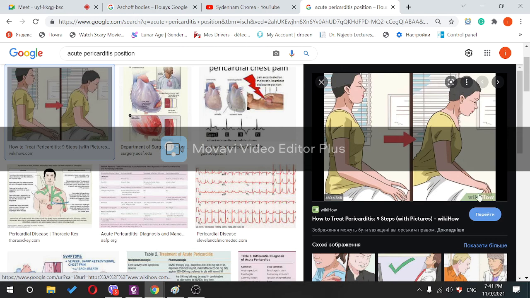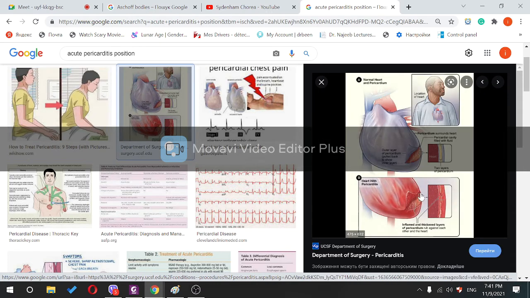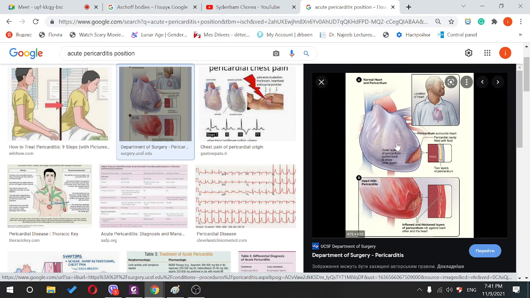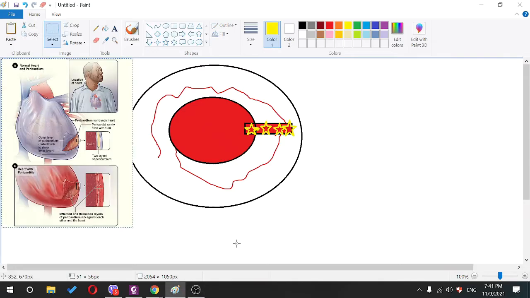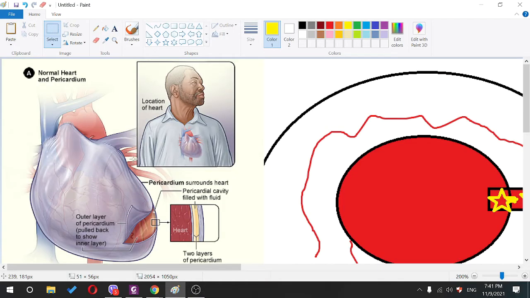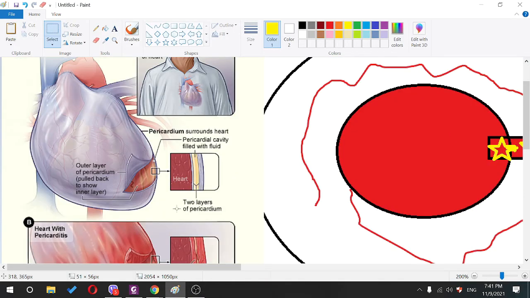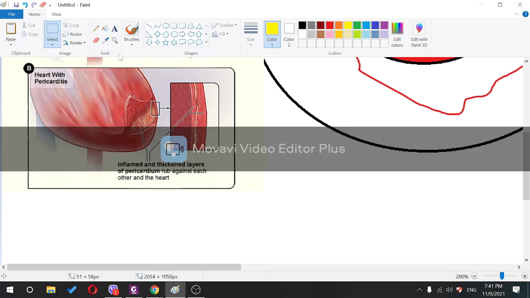They are putting their hands on their legs and they are going forward. Why does this relieve the pain? Guys, look, the inflammation is in the pericardium, yes? And when they are doing this, they are moving forward. What are they doing? When they are moving forward, gravity grabs this layer and pulls it away from the other layer, which reduces the what?